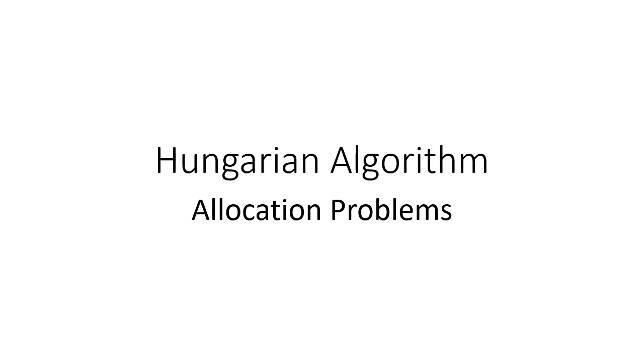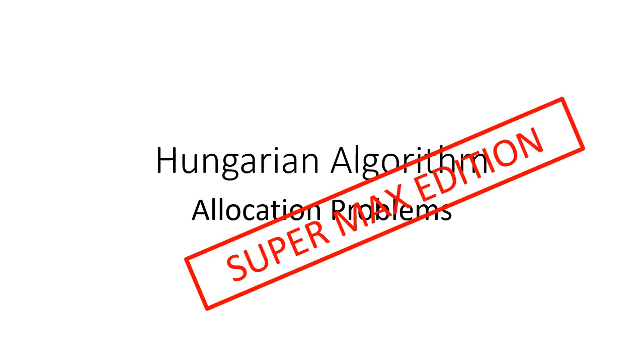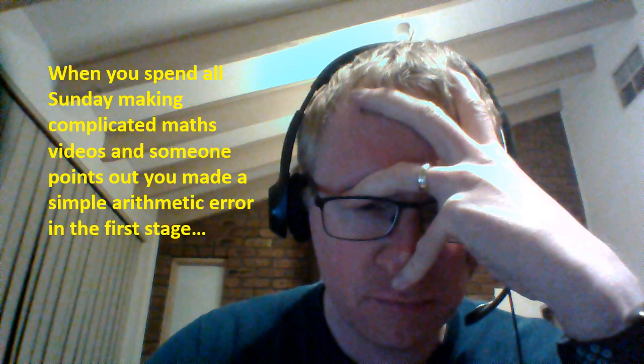Okay, the Hungarian algorithm for allocation problems, Supermax edition. I can't believe I said 6 minus 3 is 4.